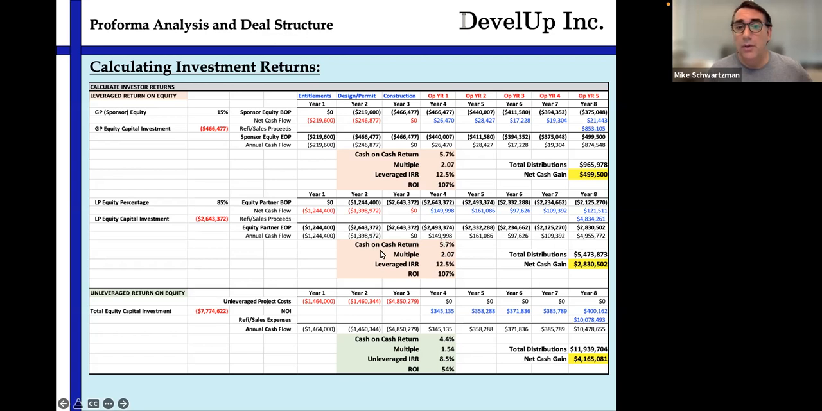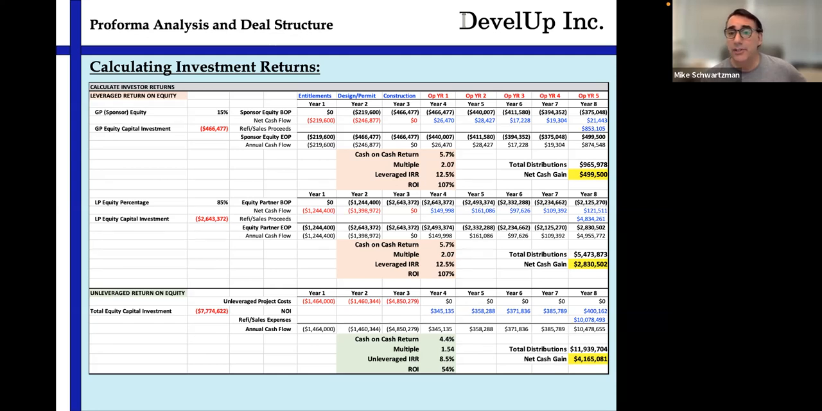So we know we have a cash on cash return of 5.7%. Our multiple is basically a 2. That's solid. Your leveraged IRR, let me take a second here and talk about IRRs. IRRs are great little analyses done by investment funds, equity funds. It's time value of money.